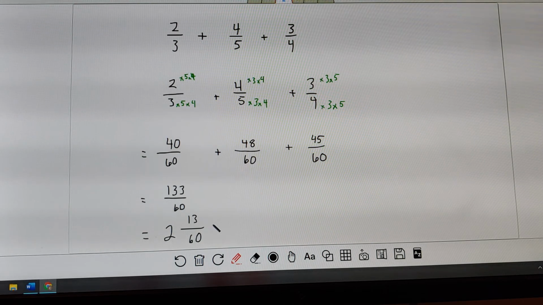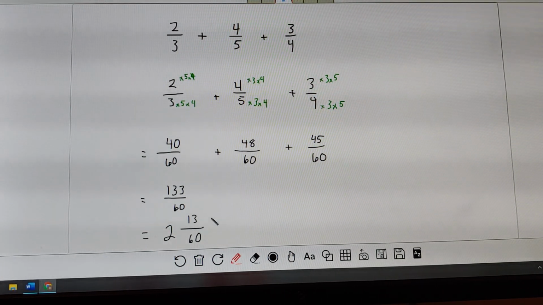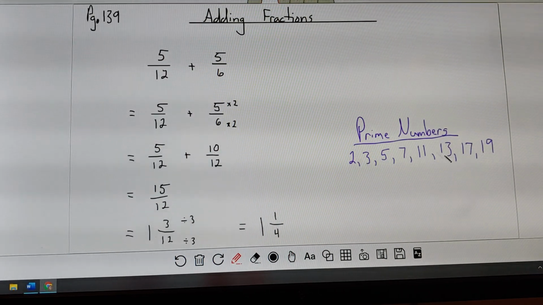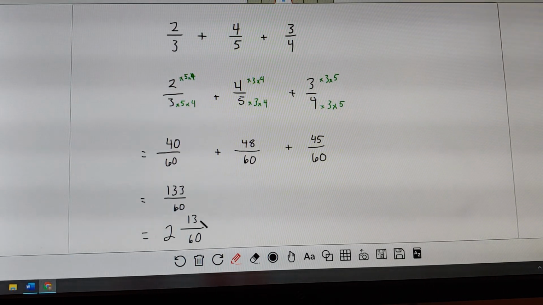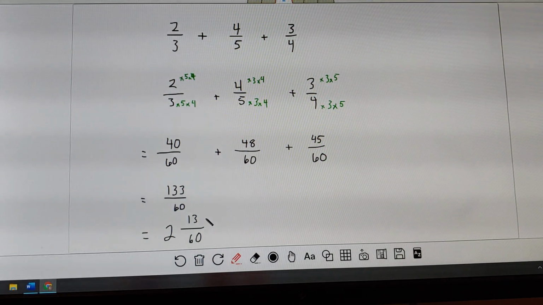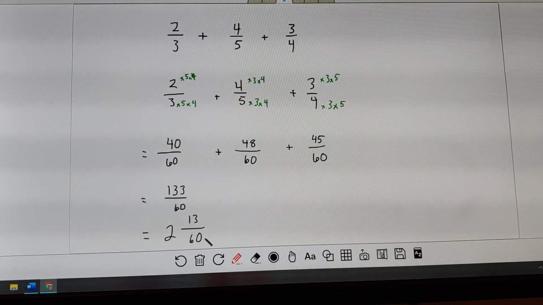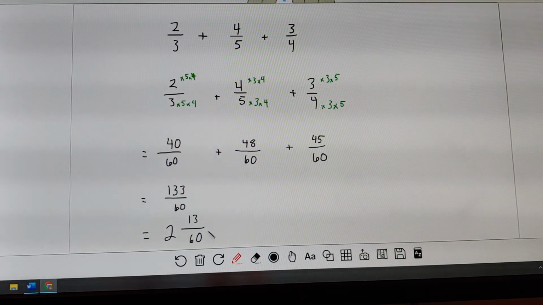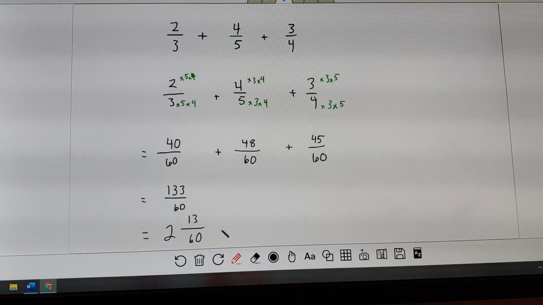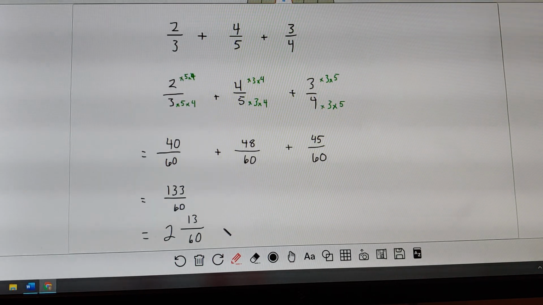And now we have to check, is this lowest terms? Well, because you have your prime numbers memorized, look at that. 13 is a prime number. So that tells us that if we can shrink this down, they have to be divisible by 13, because that's the only thing 13 will divide by to give us a whole number answer. And if we try to do 60 divided by 13, we get a decimal. So that tells us that 13 over 60 is a fraction in lowest terms. So now we know we're done.